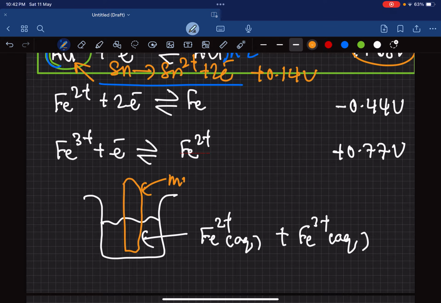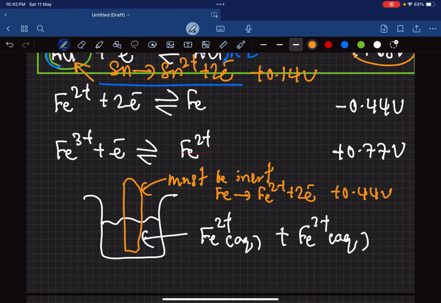must be inert. Can be graphite or platinum. It cannot be iron. You cannot put iron inside. Why can't you put iron inside? Because if you put iron, the iron will undergo oxidation, and this value will be positive 0.44 volts.